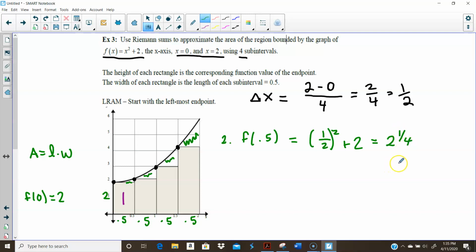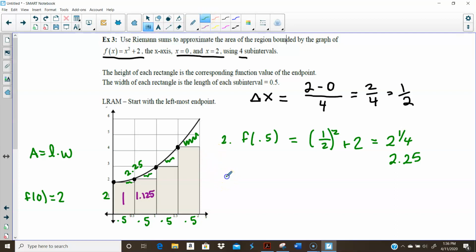If you wanted to use the decimal, you could, which would be 2.25. So the height of this rectangle is 2.25. So again, now you'll do width times length. So take 2.25 and multiply it by 0.5, and you're going to get 1.125.